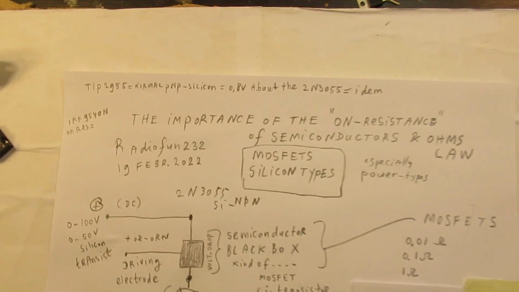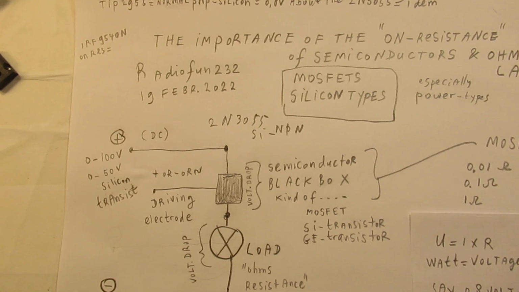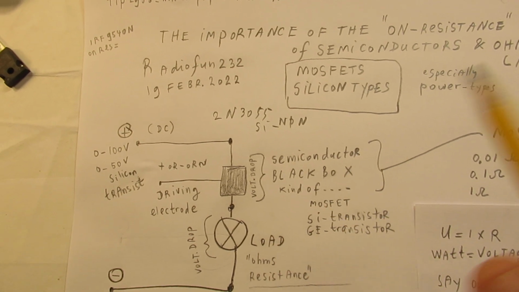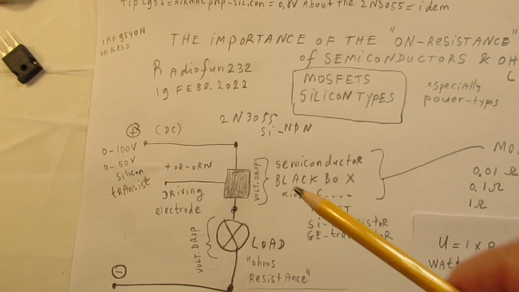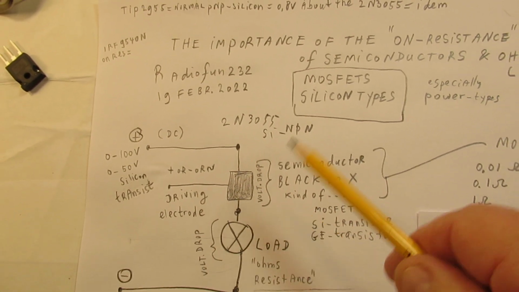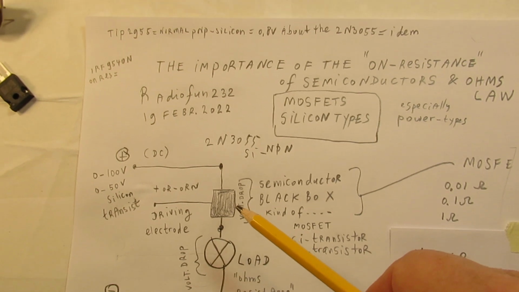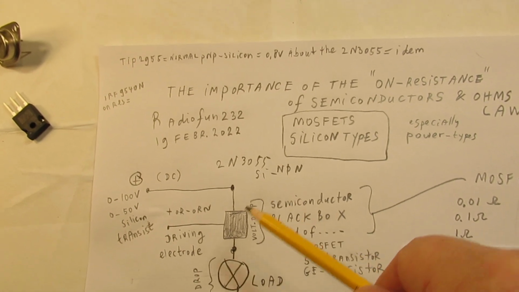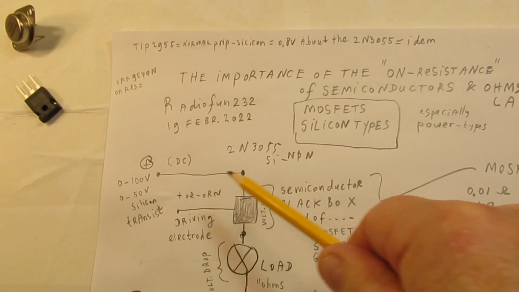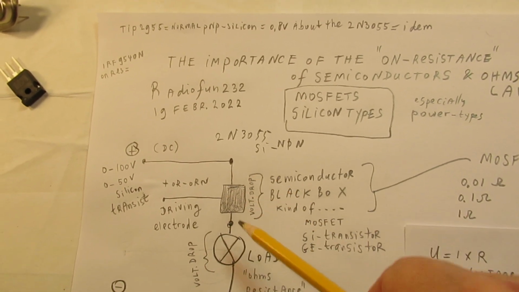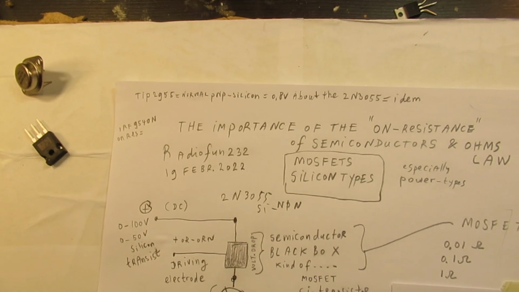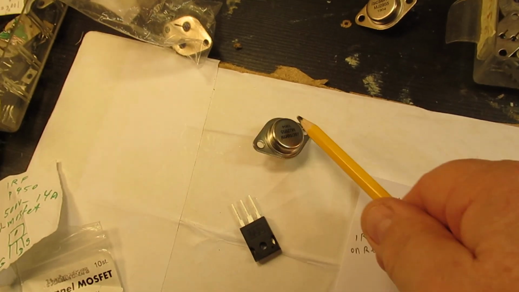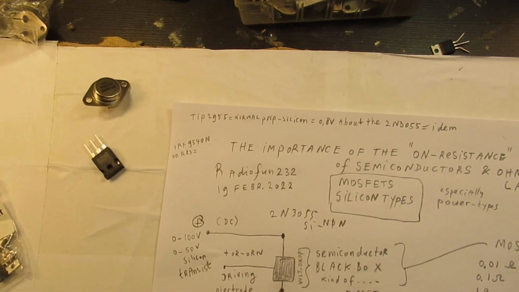The whole idea was that I wanted to show that in a semiconductor, could be a MOSFET, could be a bipolar transistor, there is a certain on resistance. So when such a semiconductor is set to its saturation, that means that it fully conducts. There's always, between the two electrodes of the semiconductor, could be a MOSFET like this, or say an NPN transistor or a PNP transistor, doesn't matter.